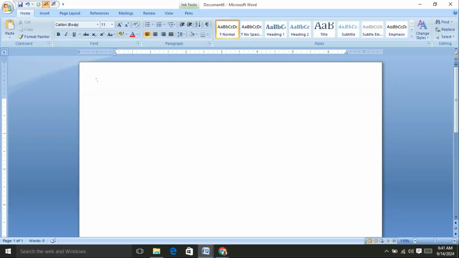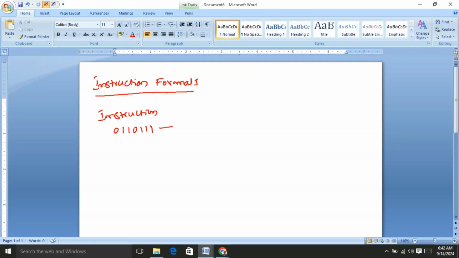Now I would like to discuss instruction formats in computer organization. So we already know that an instruction is simply a set of binary bits, that is a combination of ones and zeros, to represent a specific action or function or work done by the system or computer, right?